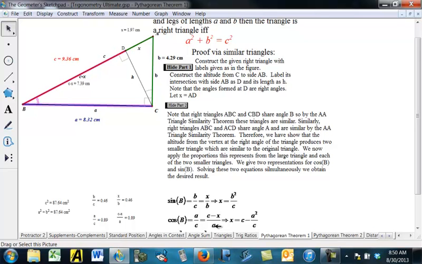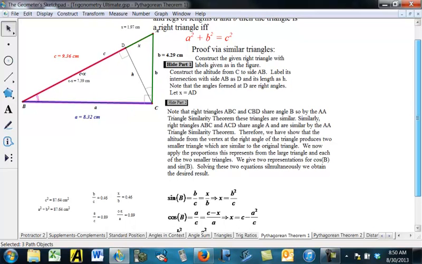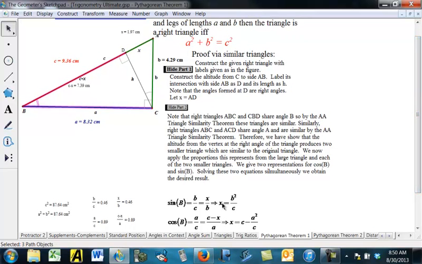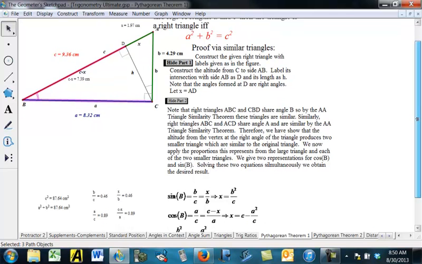Now I'm going to solve for x. I'm going to multiply both sides by a to cancel out the a on the right, and I get a squared over c equals c minus x. Add x to both sides, and then subtract a squared over c to get x is c minus a squared over c. You might want to write those couple steps I didn't write down there. Now x is the same in either one of these equations, so that means b squared over c equals c minus a squared over c.